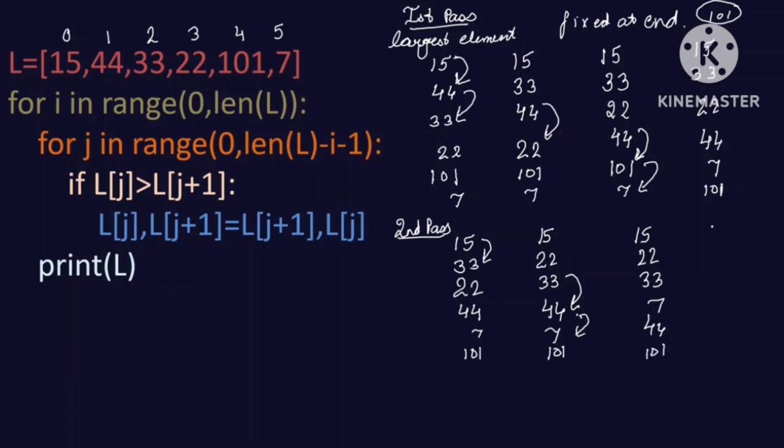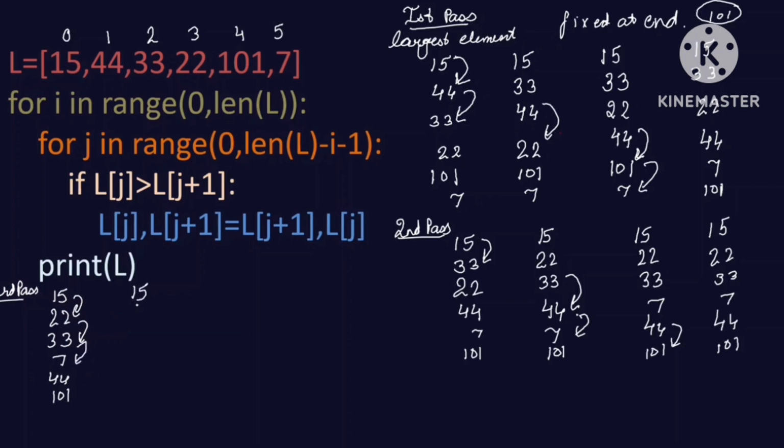So after the second pass, the second largest element will be fixed at the end. That means 44. 44 is fixed at the second last index. Now let us see the third pass. In the third pass, the third largest element is 33. It will fix its position. So 15 is compared with 22, 22 is compared with 33, then 33 is compared with 7. So that means 7 and 33 will swap their position.